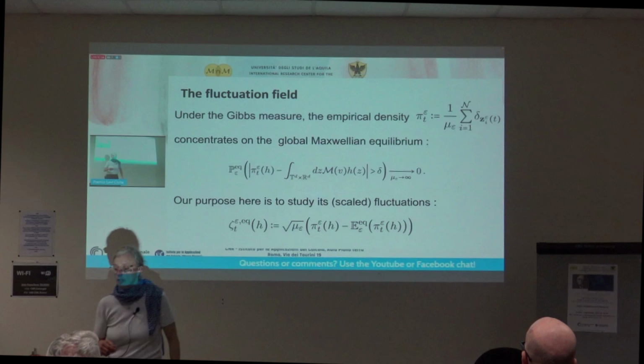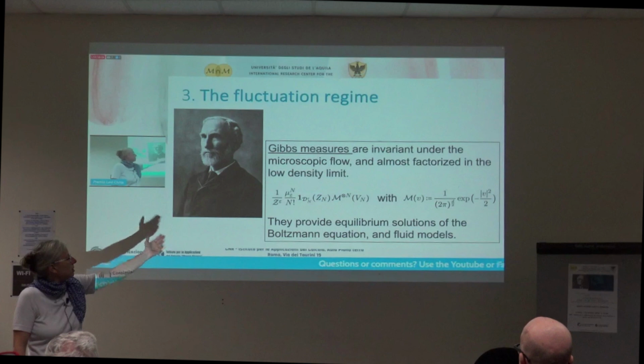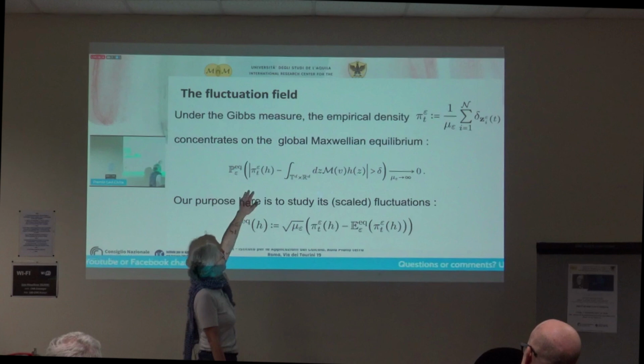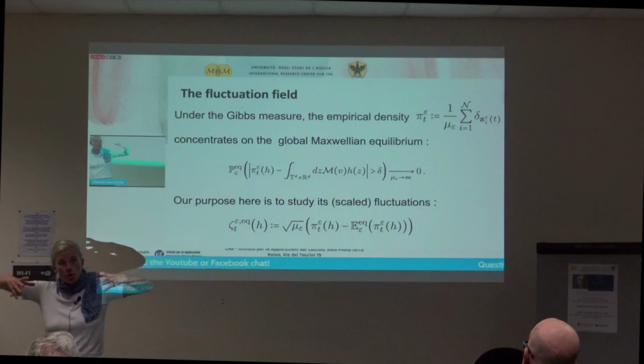Okay. So if I look at this empirical measure and I look at how it behaves under this Gibbs measure, you can see that when this parameter mu epsilon goes to infinity, so if you have a lot of particles, then essentially you can prove that the empirical measure just behaves like this m of p. Okay, so I think it's important to see that you have concentration.